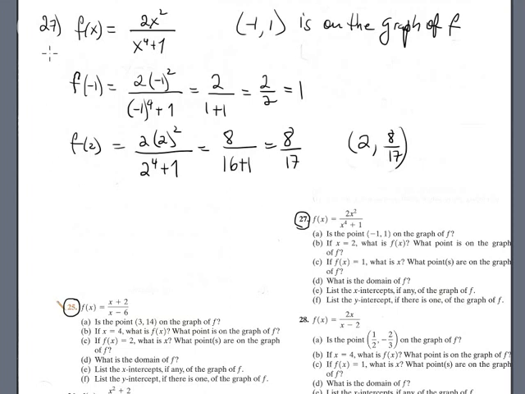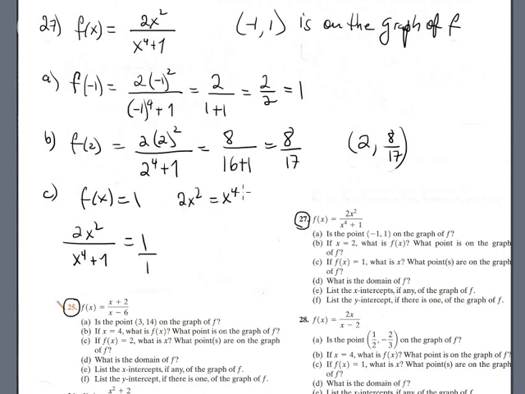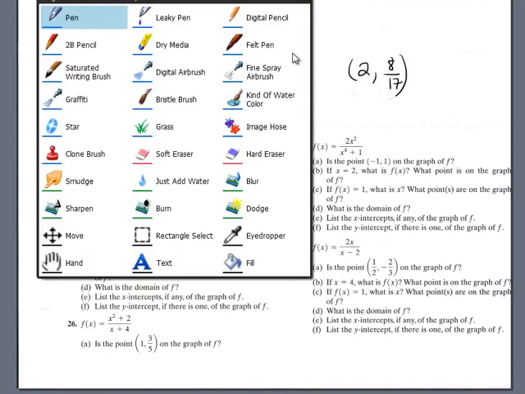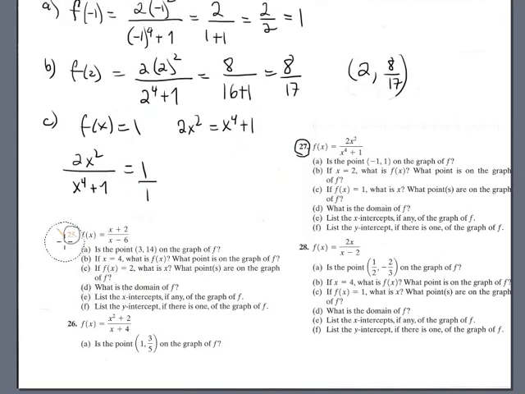Now this is part A, this is B, this is C. C is: f of x is equal to 1. Find the value of x. This is 2x squared over x to the 4th power plus 1 equal to 1. Now, by cross multiplication, 2x squared is equal to x to the 4th plus 1. Now you solve this equation.